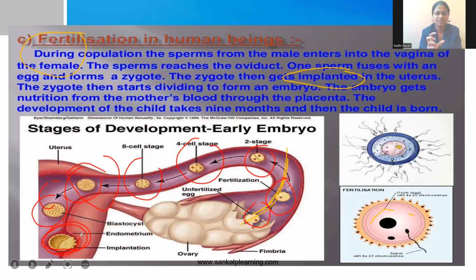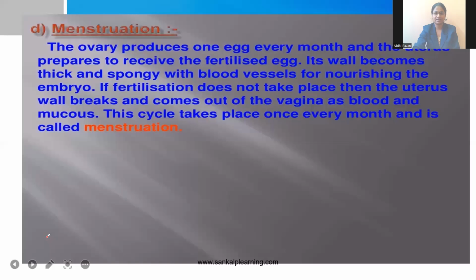The embryo gets nutrition. The embryo will be fixed here. It will get the nutrition from the blood of the mother through the structure called the placenta. The development of the child takes 9 months. This is the gestation period. What is the gestation period? That is the period between the implantation of the embryo to the release of the child. So it is 9 months in the case of human beings. So this is what occurs during fertilization in human beings, right?